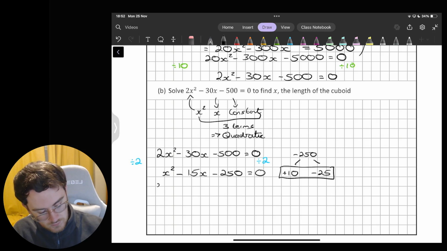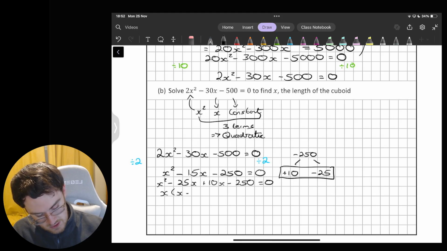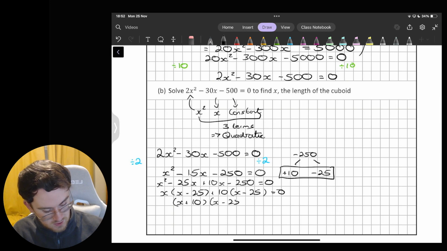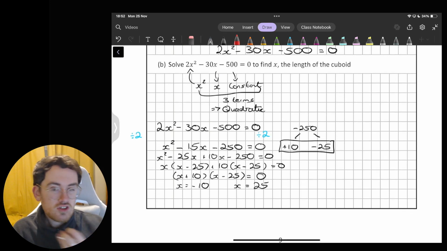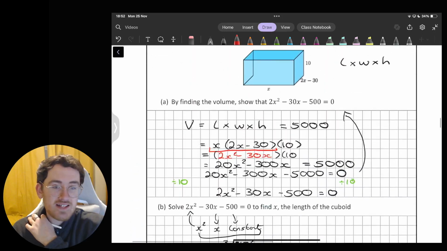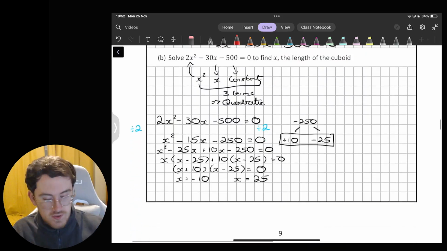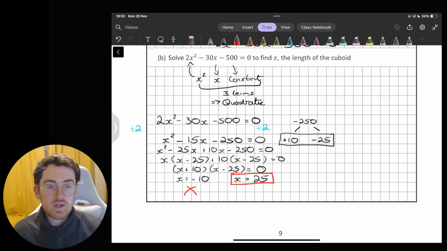So we're taking this a little bit in the longer method here. That's okay. Factoring out x minus 25, plus 10, x minus 25. So we get x plus 10, x minus 25 equals 0. So x equals minus 10 and x equals 25. Looking at the 2 options here, we just have to remind ourselves what x represented. x represented the length of the box. So the length can't be negative. So that one is not possible. So therefore, x must be 25 in this case.